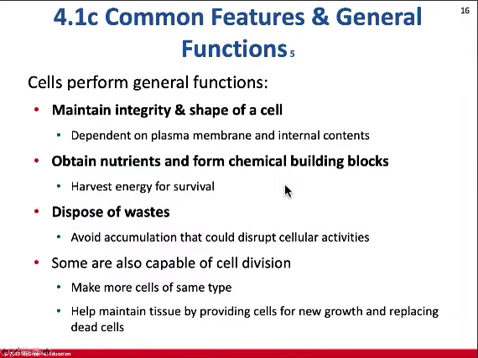Cells are critical because they maintain their shape and integrity because of the cell membrane and the cytoskeletal components and the cell-cell junctions. They get nutrients and form chemical building blocks from the extracellular environment so that they can continue to function. They dispose of wastes. Many are capable of mitosis, with only a few exceptions in the adult organism, such as cardiac and skeletal muscle and neurons in nervous tissue.